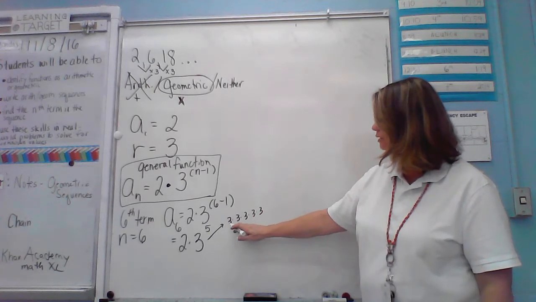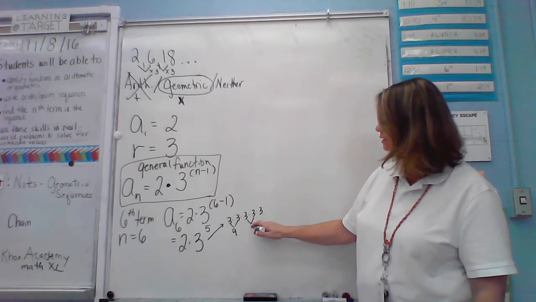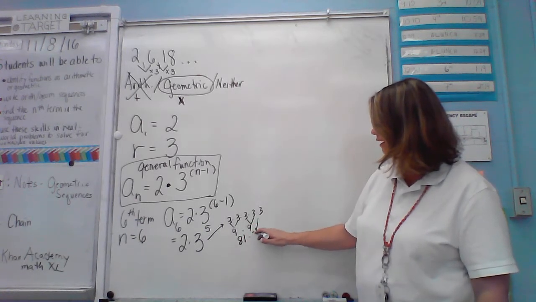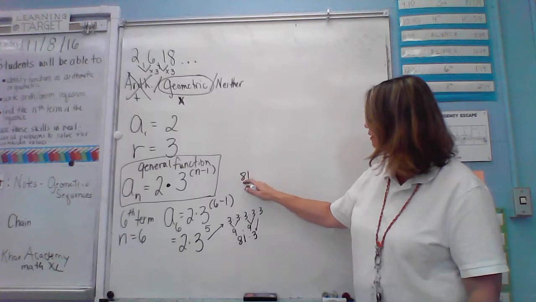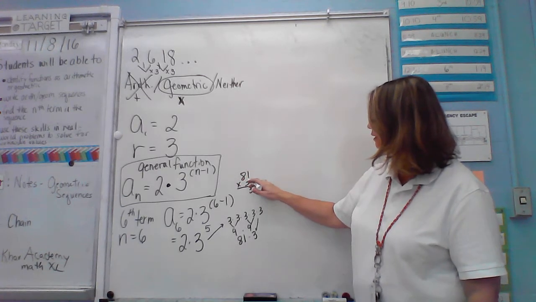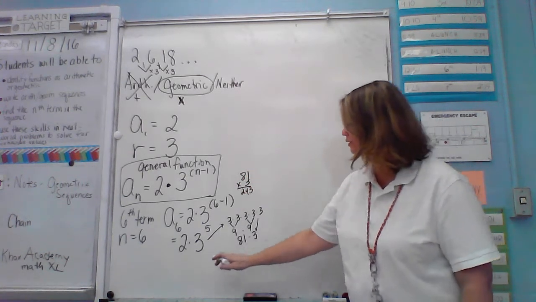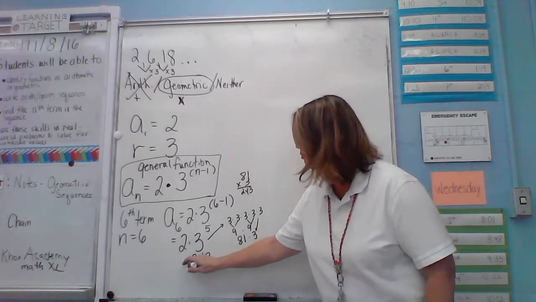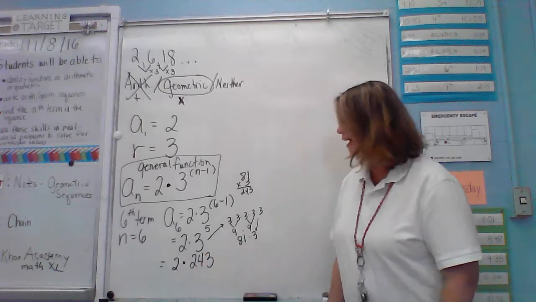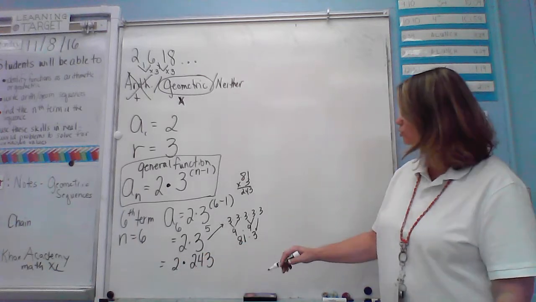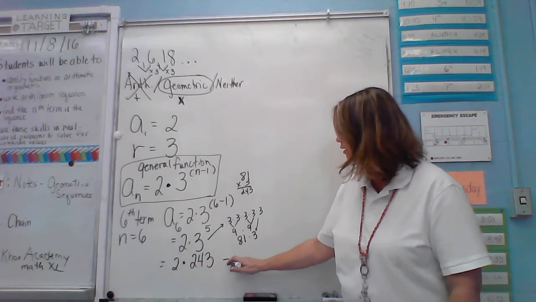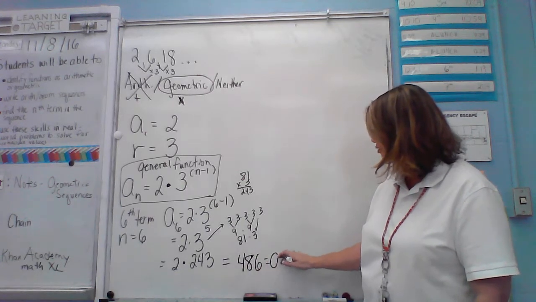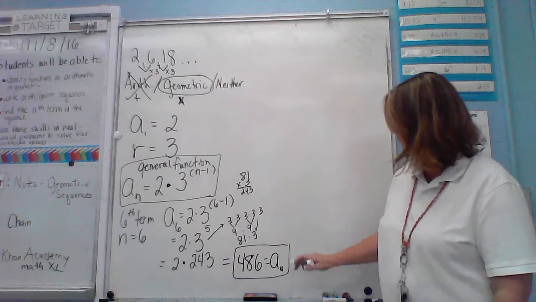Order of operations, exponents: what is 3 times 3 times 3 times 3 times 3? Well, 3 times 3 is 9. This 3 times 3 is 9. 9 times 9 is 81, and 81 times that 3, 81 times 3, is 243. And now all I have to do is multiply that by 2, and I will have my 6th term. So 243 times 2, our 6th term is 486. That's what our 6th term is.